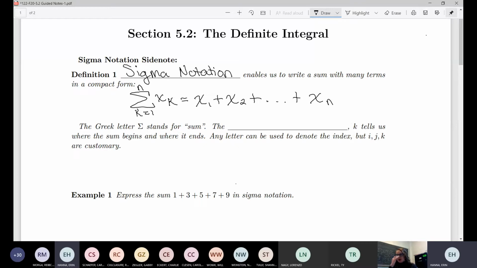So I know that's very generic, and again, we'll do one with some more numbers in a second. But that's essentially what sigma notation is doing. It's taking a really long sum that has a bunch of terms and being able to write it really succinctly.